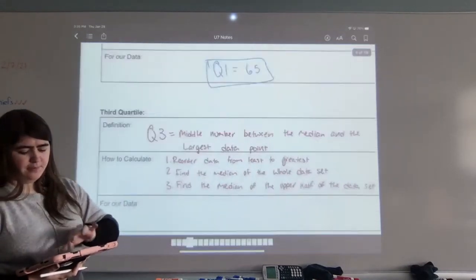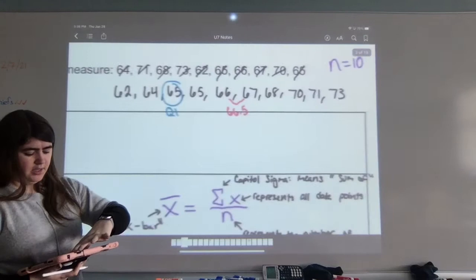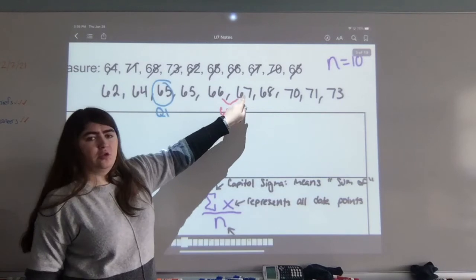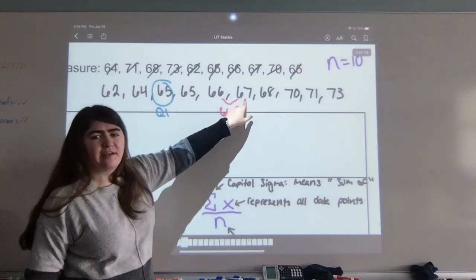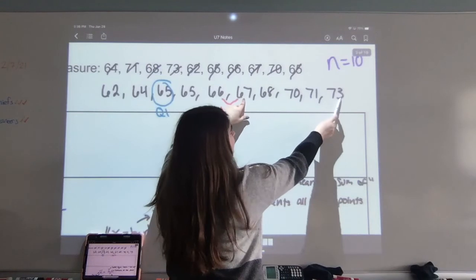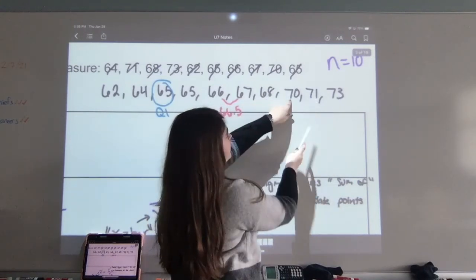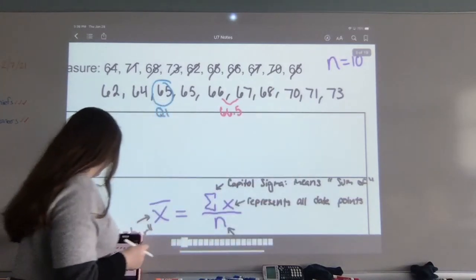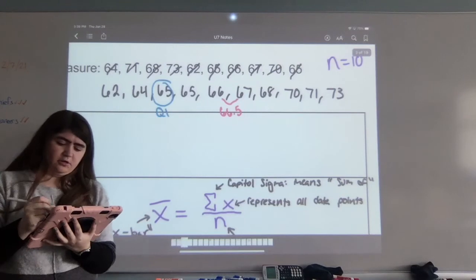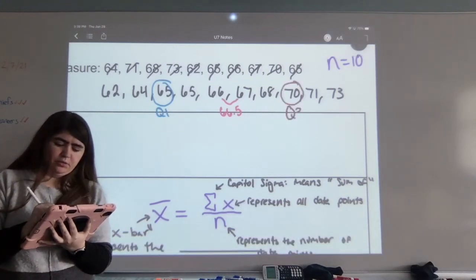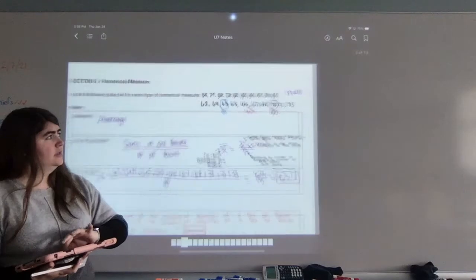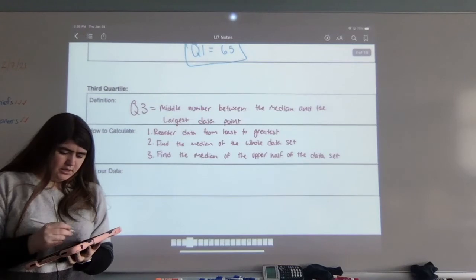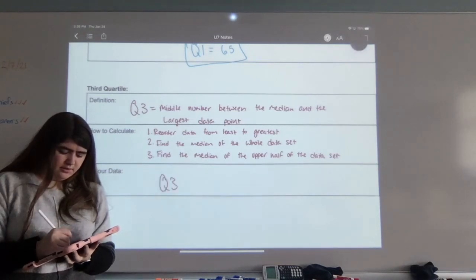So let's go back to our data on the other page. This time we are going to go in from the number to the right of our median, which is 67, and our largest value. So I have 67 and 73, 68 and 71, and then this is right in the middle of all that. That is our Q3. That is 70. So I'm going to circle that. We have 70 is our Q3. So now let's go back to our other page and write that down. I have Q3 is equal to 70.